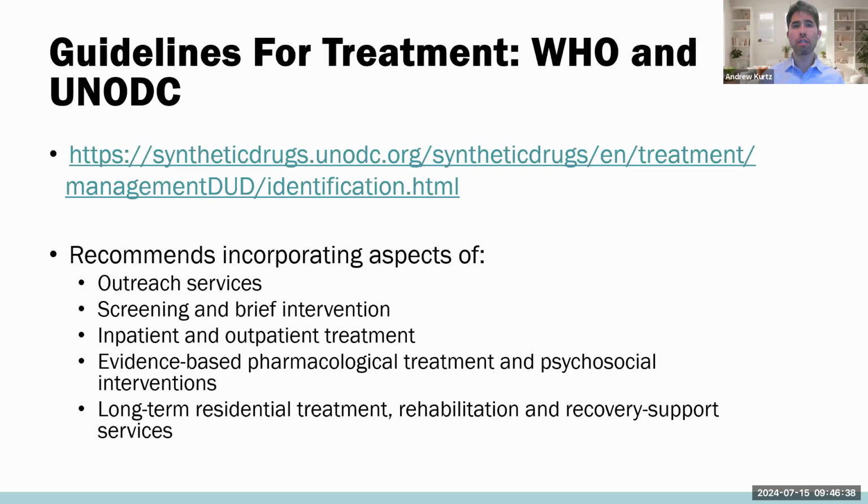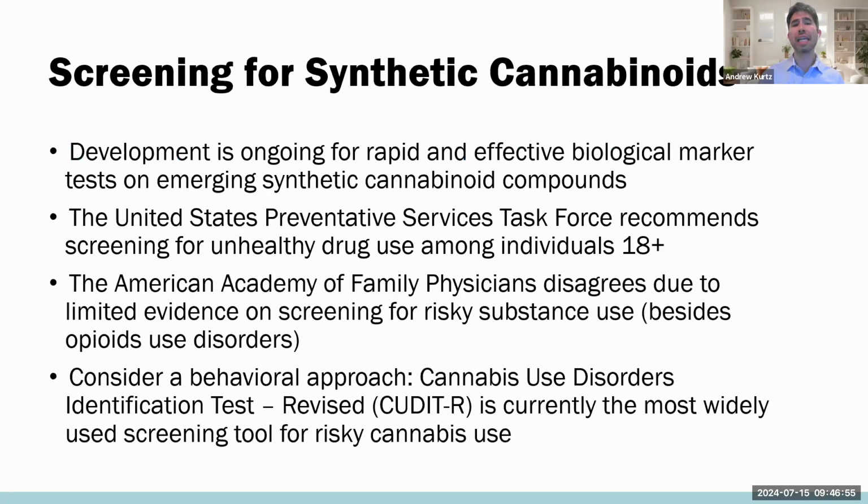Recommendations include outreach, screening and brief intervention, using motivational and behavioral evidence-based treatments, as well as pharmacological treatments for stabilization, and then ongoing long-term residential treatment, rehabilitation, and recovery support services as needed. Consider using a standardized screener. There isn't one for synthetic cannabinoids, but the Cannabis Use Disorder Identification Test, or the CUDIT, is the most widely used screening tool for risky cannabis use and has been generally viewed as applicable to synthetic cannabinoids as well.